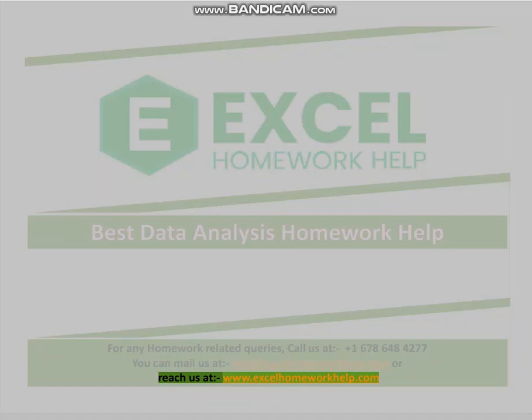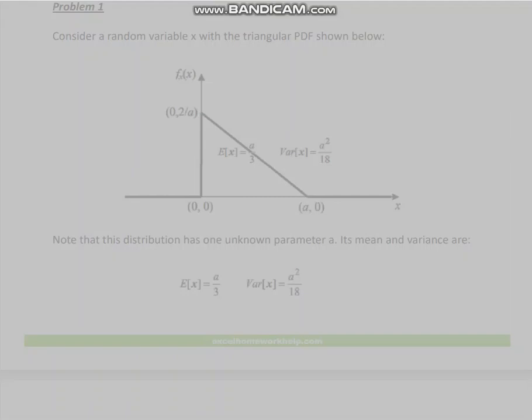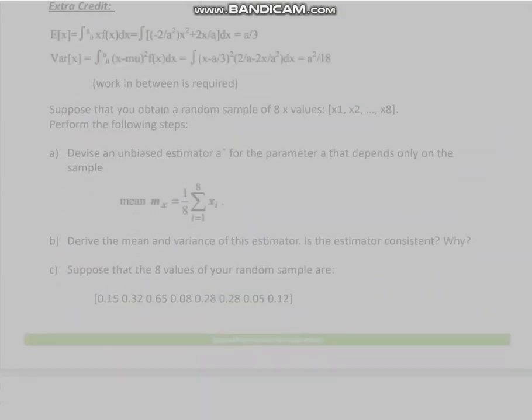www.excelhomeworkhelp.com. Problem 1. Consider a random variable x with the triangular PDF shown below. Note that this distribution has one unknown parameter a. Its mean and variance are given. Extra credit. Work in between is required.